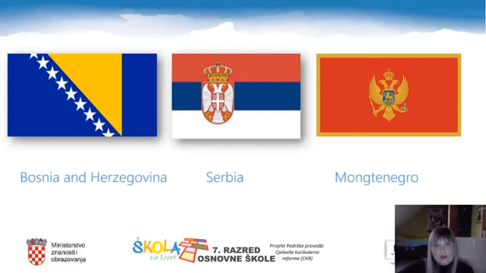Our next three countries are Bosnia and Herzegovina, Serbia, and Montenegro. And the capitals are Sarajevo, Belgrade, and Podgorica.